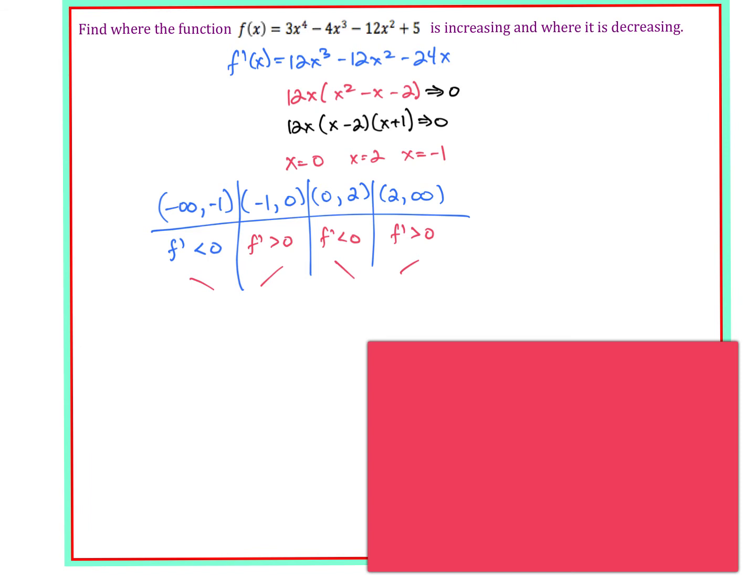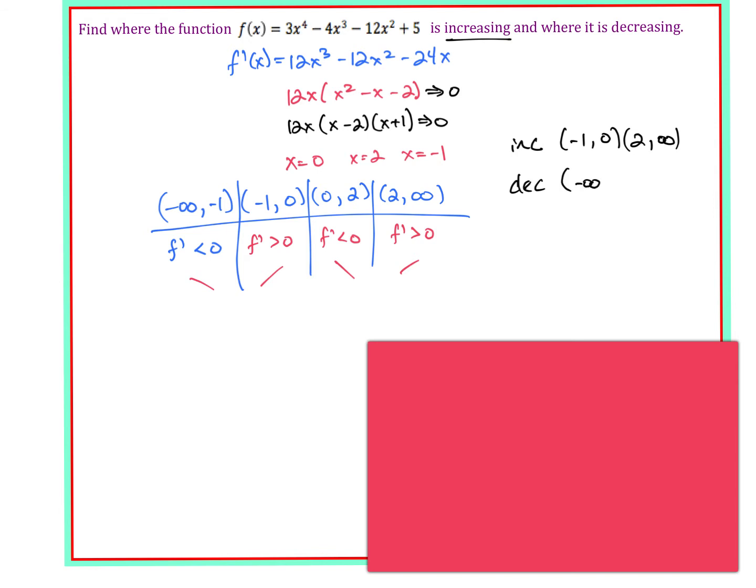All right. So let's answer the question that's being asked here. When is f increasing? When is this function increasing? What intervals? Negative 1 to 0. And when else? 2 to infinity. And when is this function decreasing?